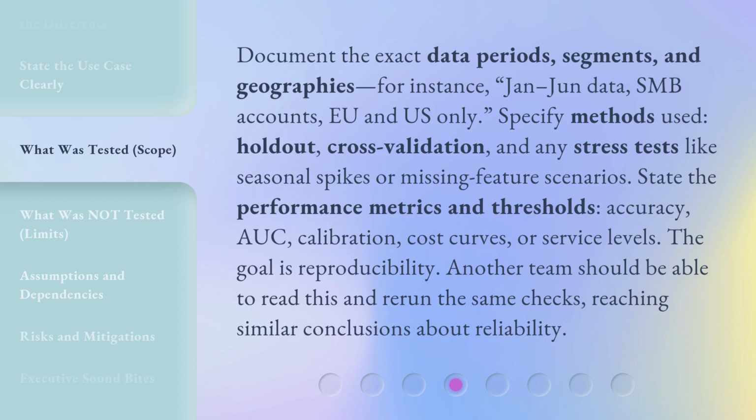Document the exact data periods, segments, and geographies. For instance, January to June data, SMB accounts, EU and US only. Specify methods used, holdout, cross-validation, and any stress tests like seasonal spikes or missing feature scenarios. State the performance metrics and thresholds: accuracy, AUC, calibration, cost curves, or service levels. The goal is reproducibility. Another team should be able to read this and rerun the same checks, reaching similar conclusions about reliability.